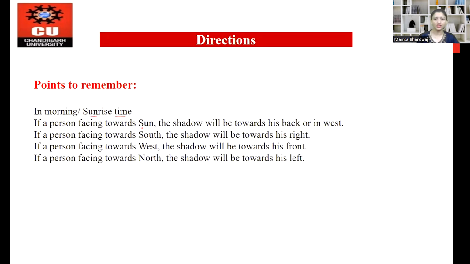So there are some points to remember in the morning time when the sun rises. If a person is facing towards the sun, the shadow will be towards his back, in the west direction, that is in the opposite direction. If the person is facing south, his shadow will be on the right hand side. And if a person is facing towards west, the shadow will be towards his front. And if a person is facing north, the shadow will be towards his left. And this will happen in the morning time when the sun rises. So do remember these points.